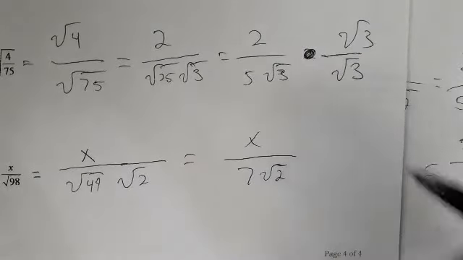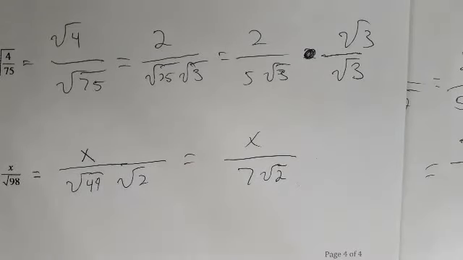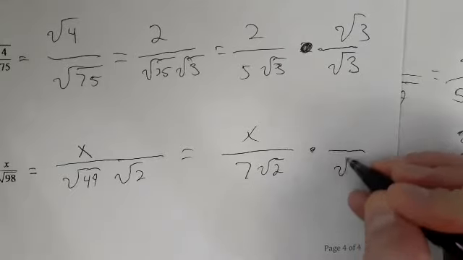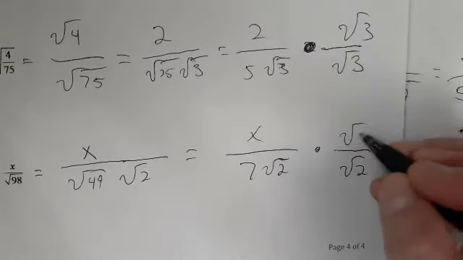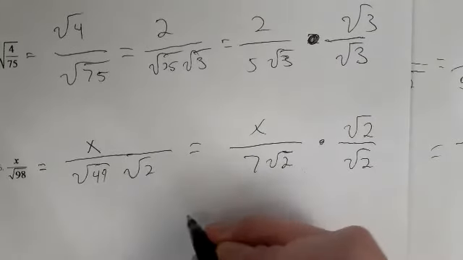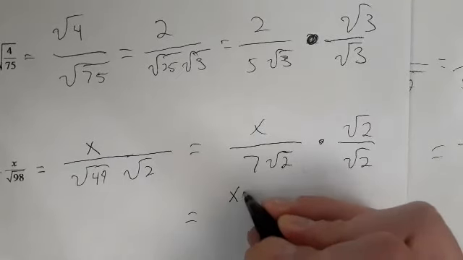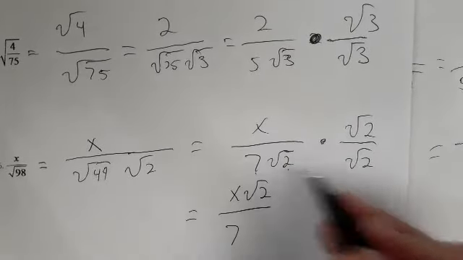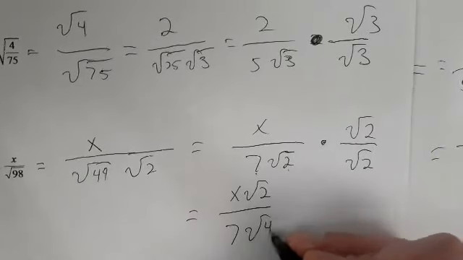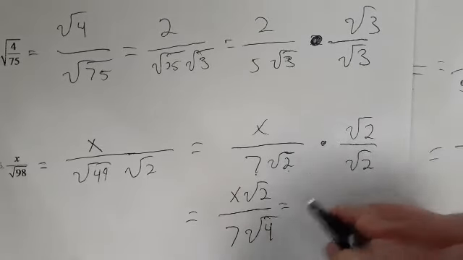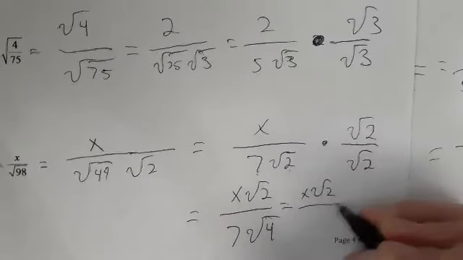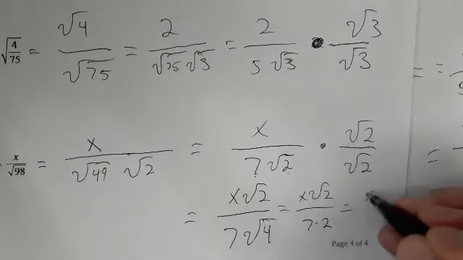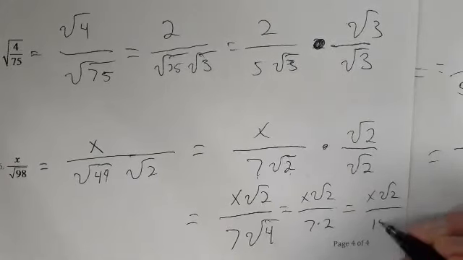I'm looking here, I want to get rid of my radical in the denominator. I have 1 square root of 2. If I want to get rid of square root of 2 and I have 1 of them, I'm going to need 1 more. What this looks like to me is I have an x, I have a square root of 2 on top. I have 7, and I have square root of 2 times square root of 2. I did this to combine it as a square root of 4. So that is 7 times 2 on the bottom, so x square root of 2 over 14.